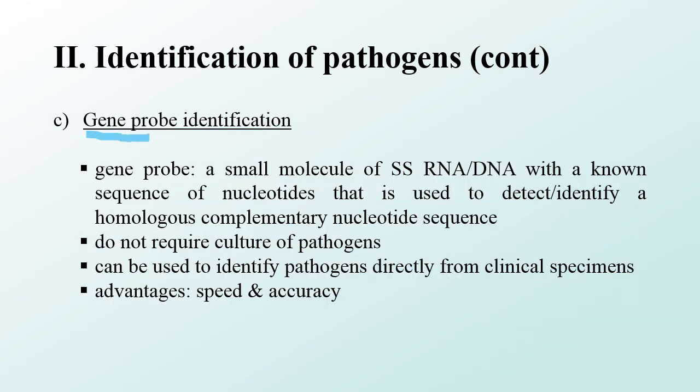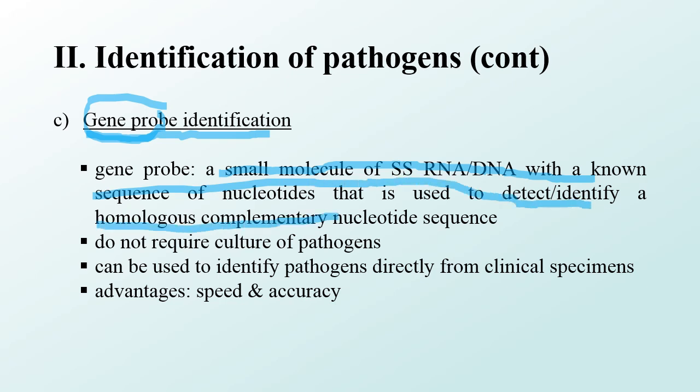Okay, the last method is the gene probe identification. In this method, a gene probe will be used. A gene probe is a small molecule of single-stranded RNA or DNA with a known sequence of nucleotides that is used to detect or identify a homologous complementary nucleotide sequence in the sample. Usually for this method, you do not need to culture the pathogen, which means you do not need to do an isolation. So you can directly use the clinical sample. One of the advantages of gene probe identification is that it is a very rapid method and accurate. Okay, that's all in this lecture.